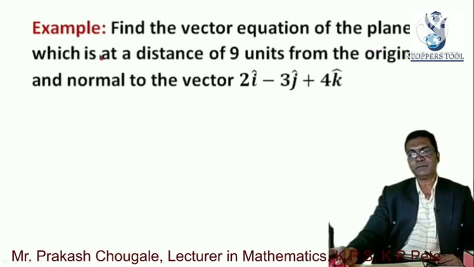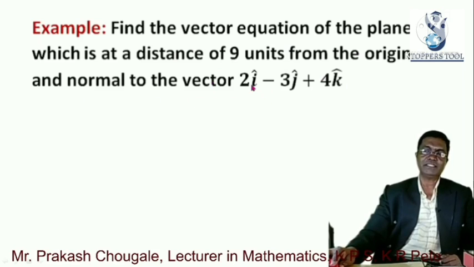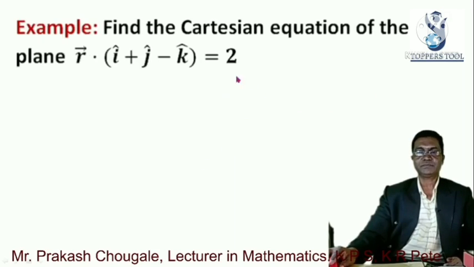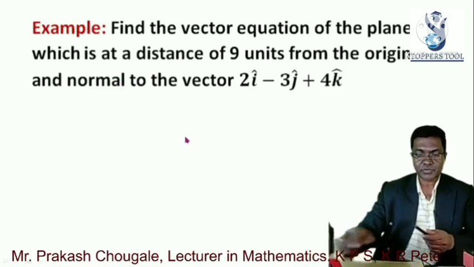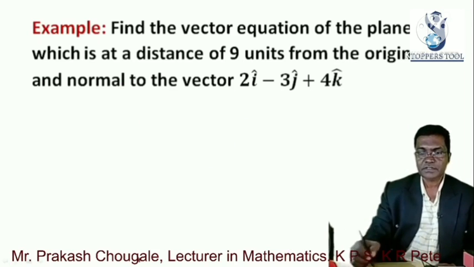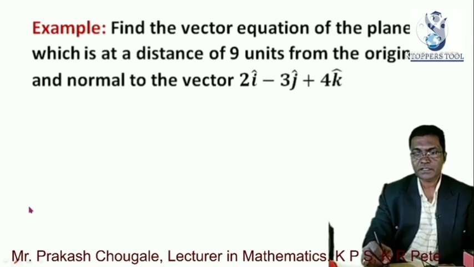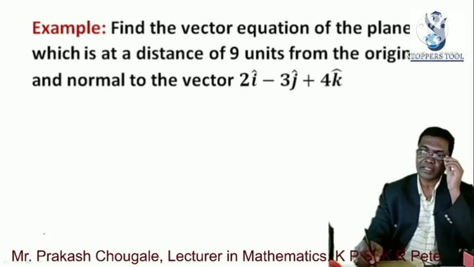Find the vector equation of the plane which is at a distance 9 units from the origin and the normal to the plane is the vector 2i cap minus 3j cap plus 4k cap. Again you are given vector n, because its magnitude is not 1, so definitely it is a normal vector. I'll solve it.